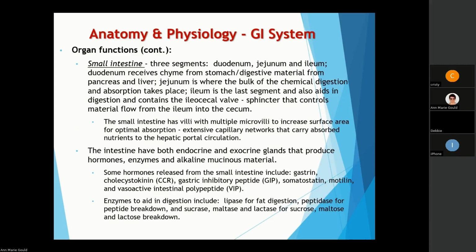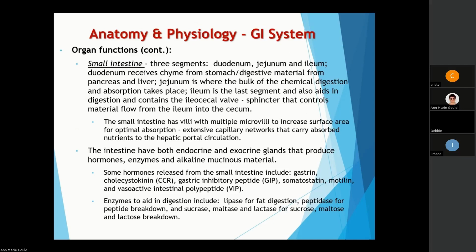And then when it comes to the small intestine, we have 3 segments, the duodenum, jejunum, and ileum. The duodenum is the one that receives the chyme from the stomach and the digestive material from the pancreas and liver. Jejunum is where the bulk of the chemical digestion and absorption takes place. And your ileum is the last segment, which also aids in digestion and contains the ileocecal valve. That's the sphincter that controls the material flow from the ileum into the cecum.